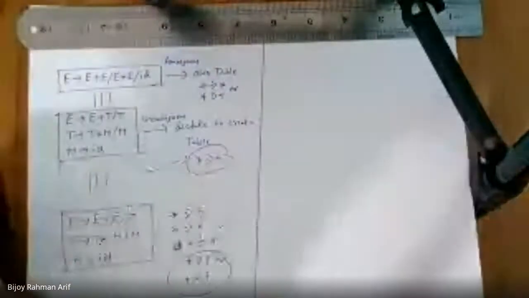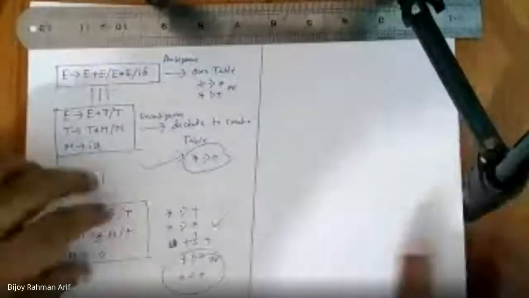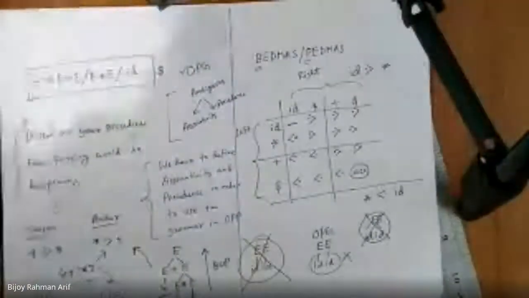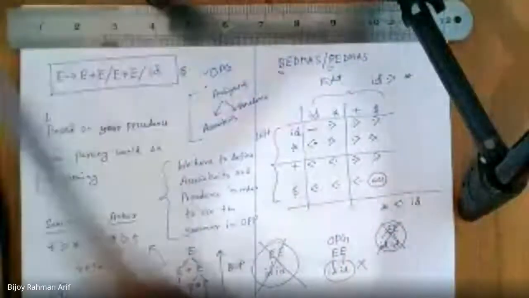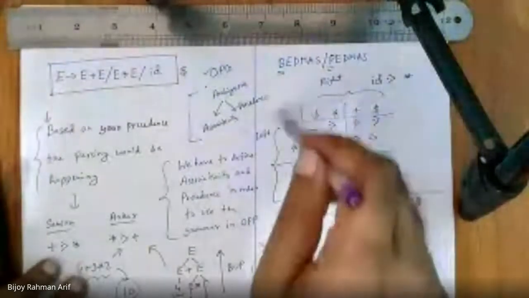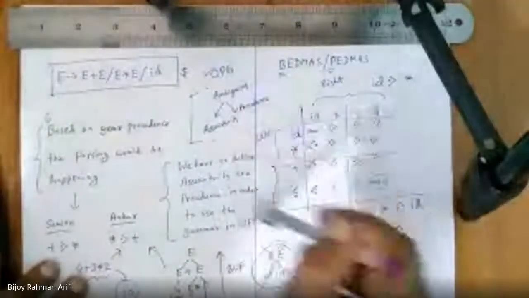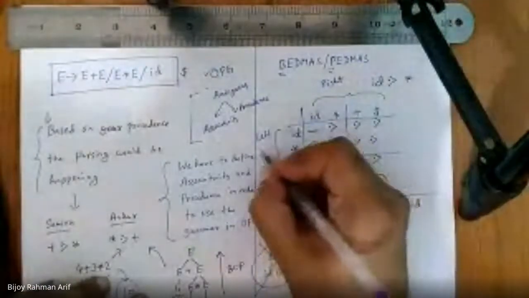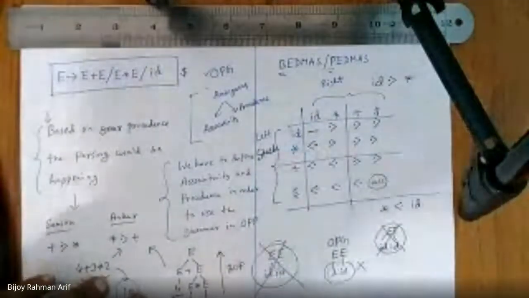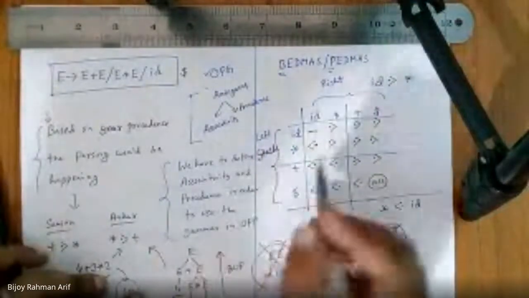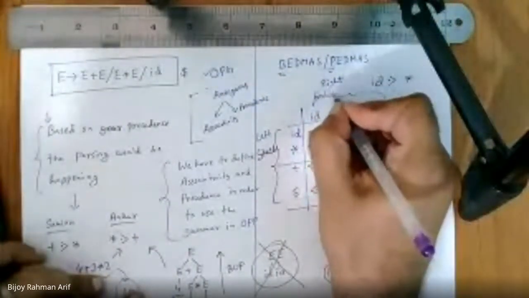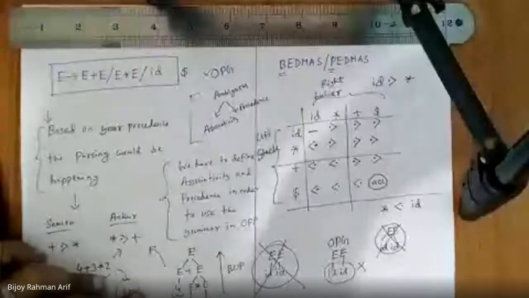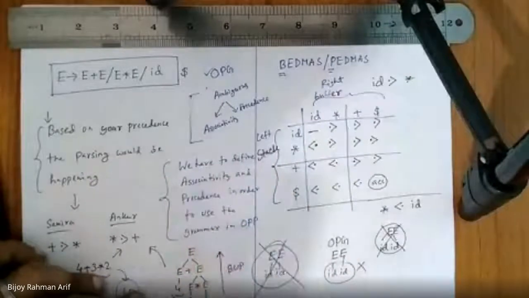Okay, so we are done with the table. Now let's try to parse some string. Before going to parsing, let's talk about a little more. Always remember the leftmost column is nothing but the entry in the stack, and the topmost row is nothing but the buffer entry. So the topmost row is the buffer, and the leftmost column is the stack.